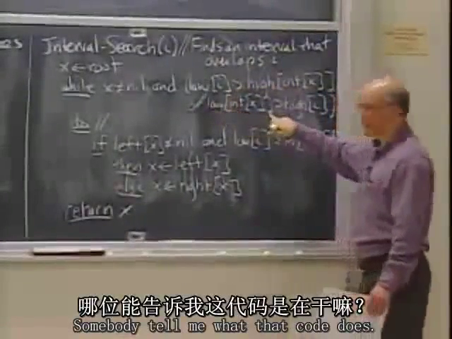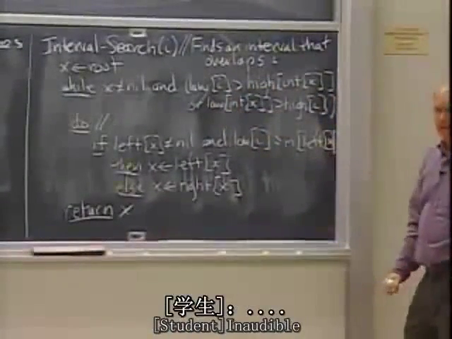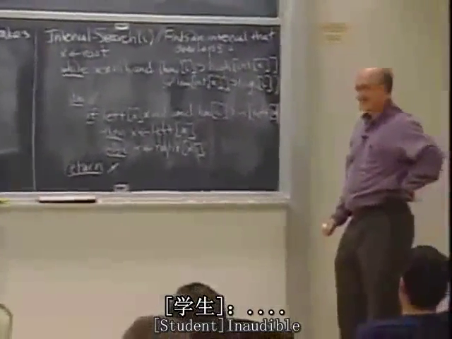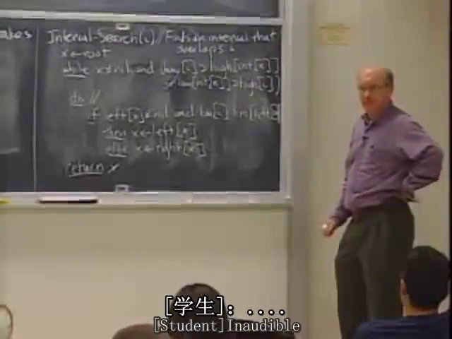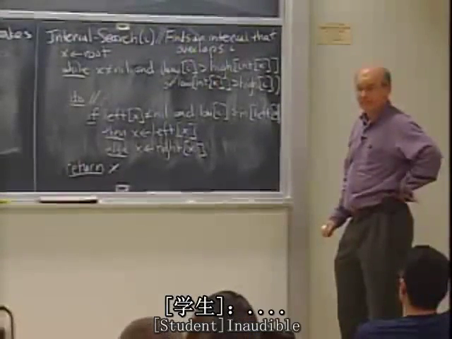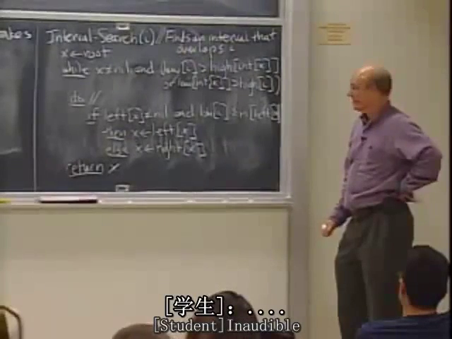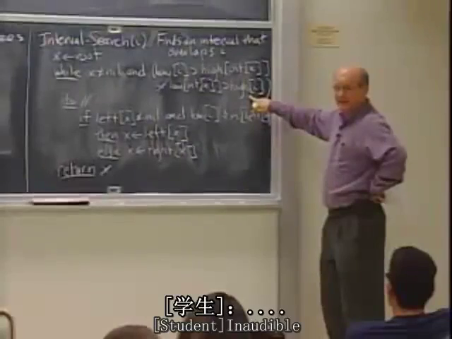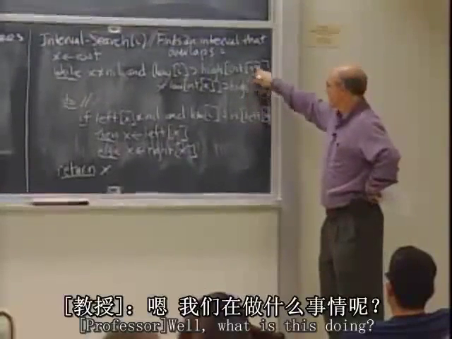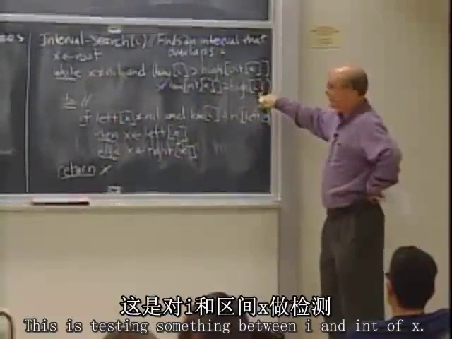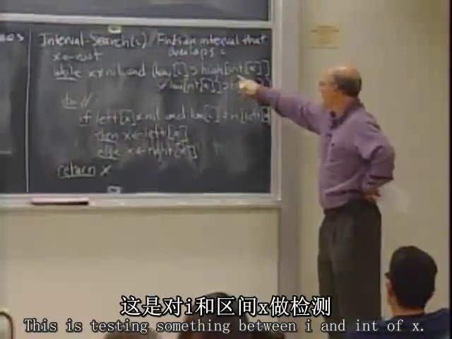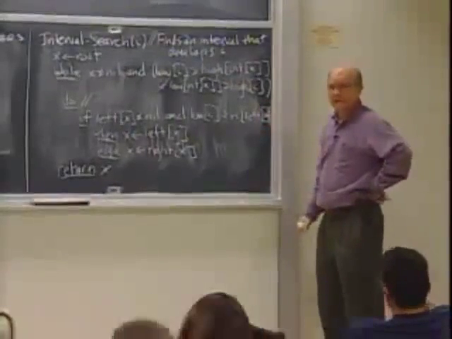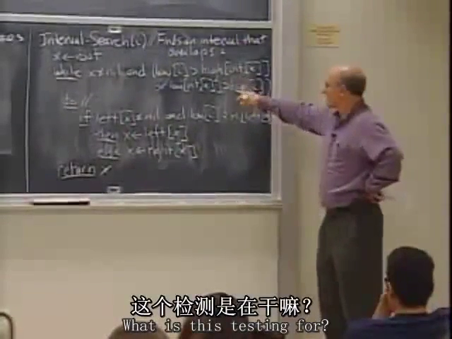Somebody tell me what that code does? Below when the interval is greater than the high, then you know it's completely to the left or completely overlap. Okay. You're checking in either case to make sure that it still exists. Yeah, this, well, so what is this doing? This is testing something between I and int of x. What is it? So int of x is the interval stored at x. Okay, what is this testing for?